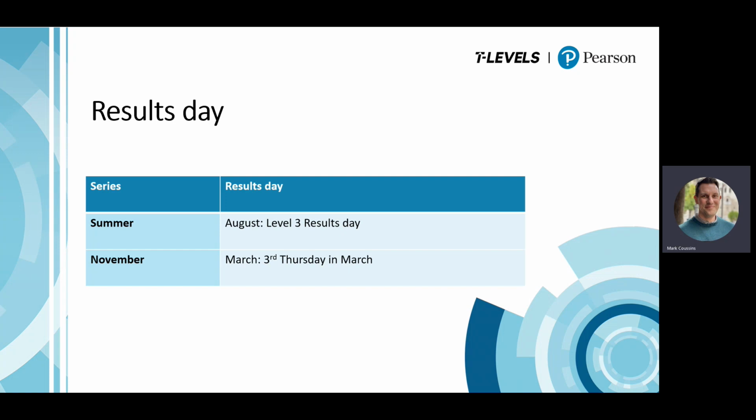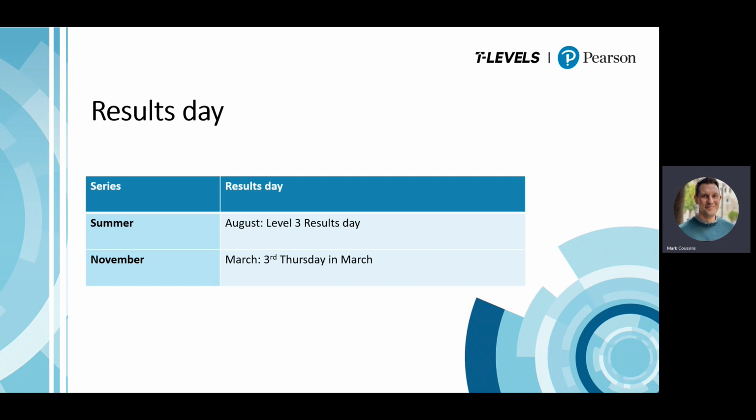The results will be released to students on the days indicated in this table. The summer results day is on the same day as other Level 3 qualifications. This date is set by JCQ, therefore it could differ year on year, but is normally mid-August. The November results day is the 3rd Thursday in March.